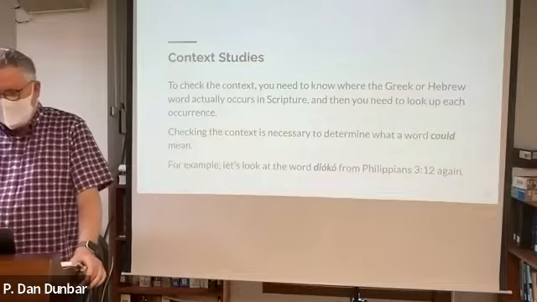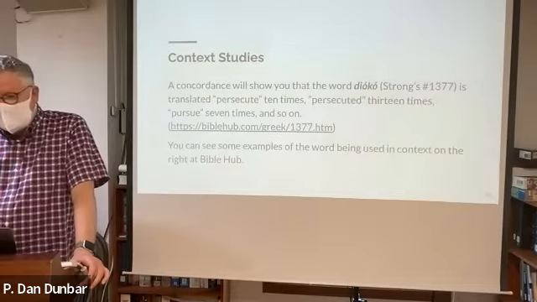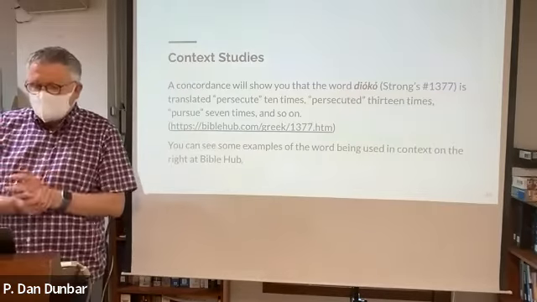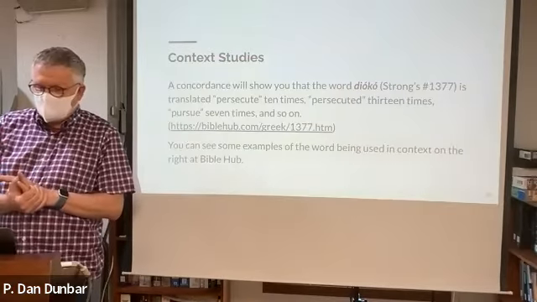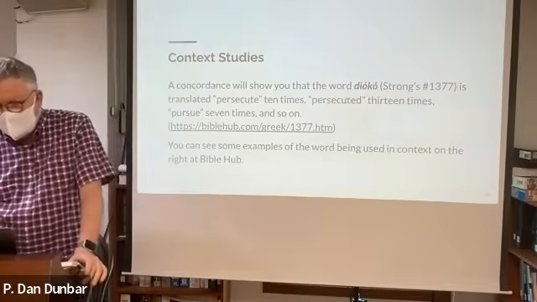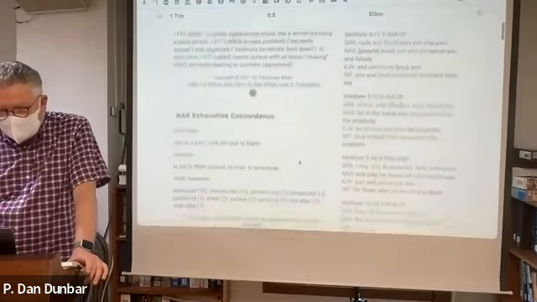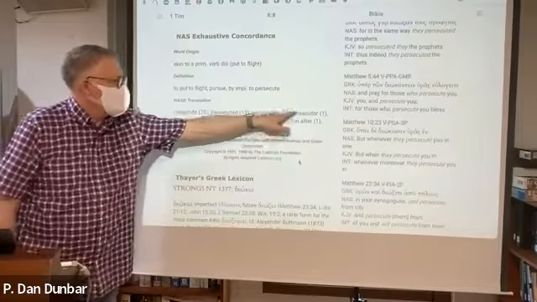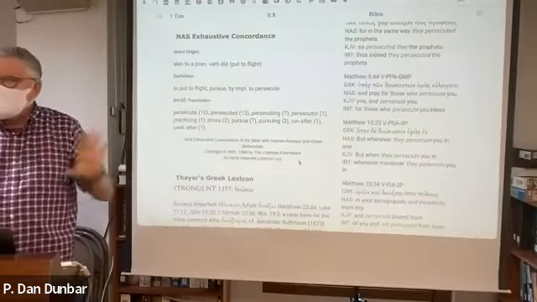in this context. For example, if we go back to the word dioko from Philippians chapter 3, verse 12, again, a concordance will show you that the word dioko, Strong's 1377, is translated persecute 10 times, persecuted 13 times, pursue 7 times in English, and so on. There's going to be other ways that it was translated. Okay, I can click on this and show you. Where does it show that? Okay, see down here? Persecute 10 times, persecuted 13 times, persecuting 7, persecutor 1, blah, blah, blah. Run after 1 time. Seek after 1 time.